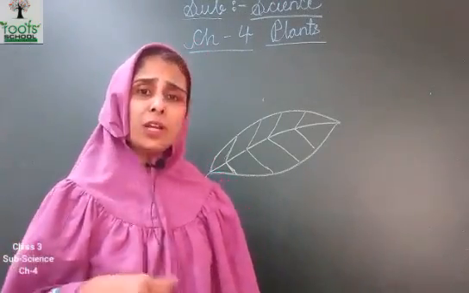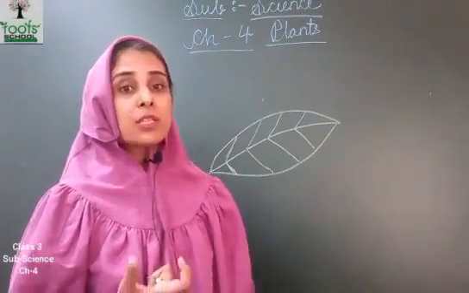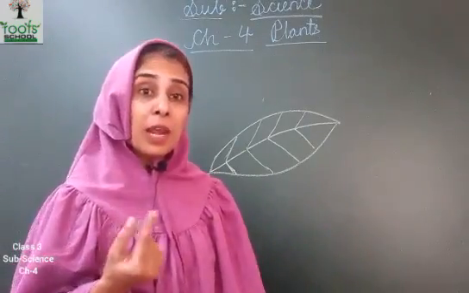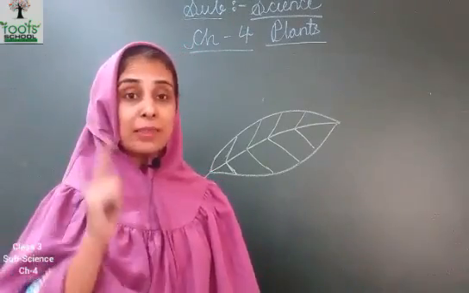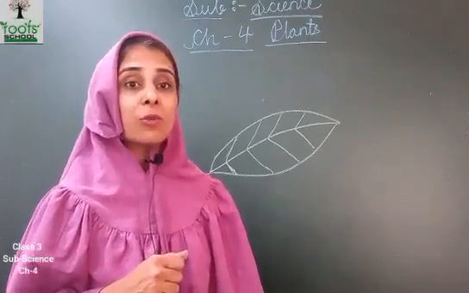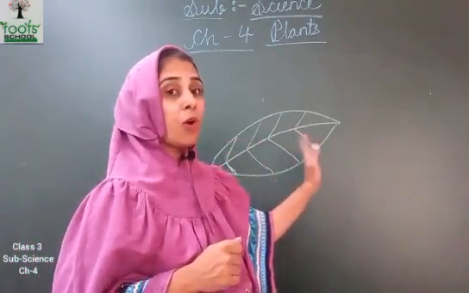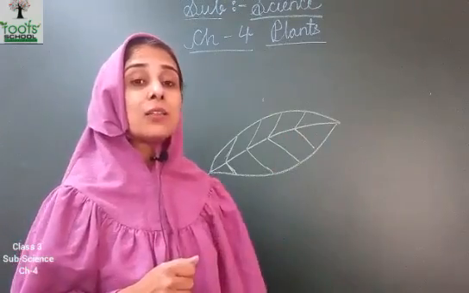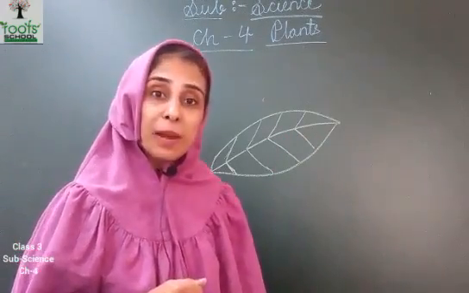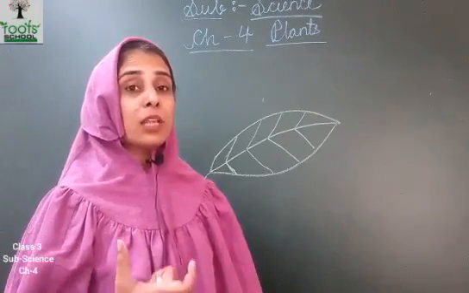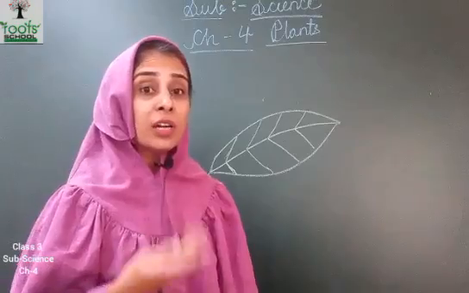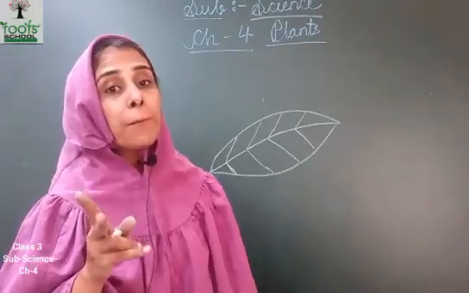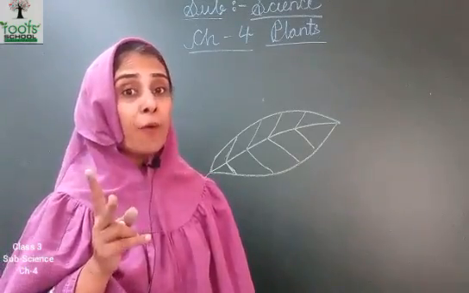The shape of the leaf can be very different. Some are flat and broad, some are small, some are thin, and some are even very thin in the shape of a needle. This broad part of the leaf is called the leaf blade. Depending upon the leaf blade, leaves are further classified into two types: simple leaf and compound leaf.